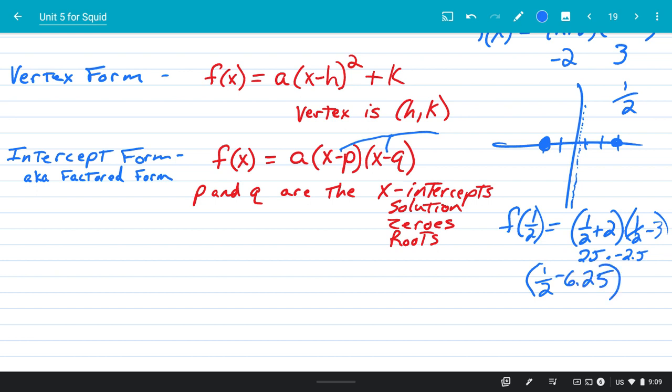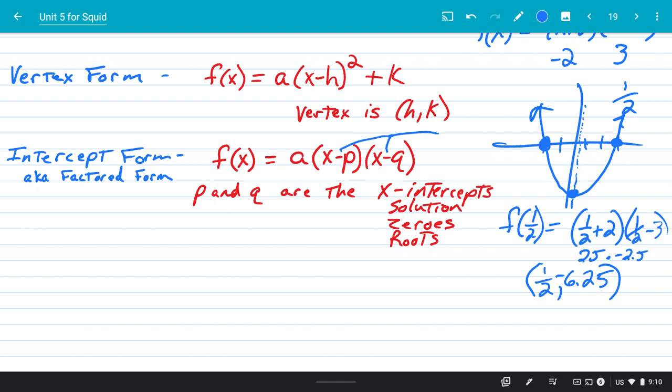It's a negative 6.25. So way down here at negative 6.25 is my vertex. Okay, so that's what we've learned here in section 5.3. That's a lot of stuff, isn't it? That is a lot. That's why we spent so much time on it.